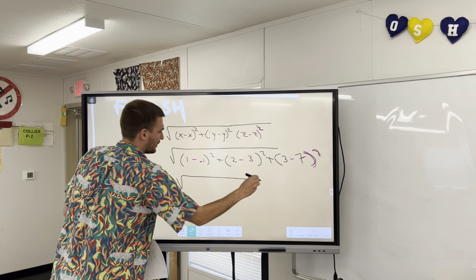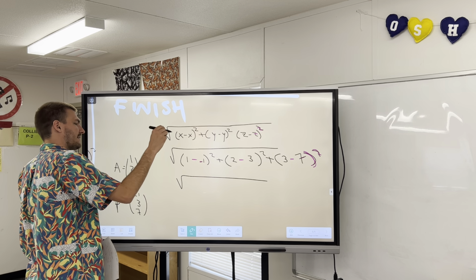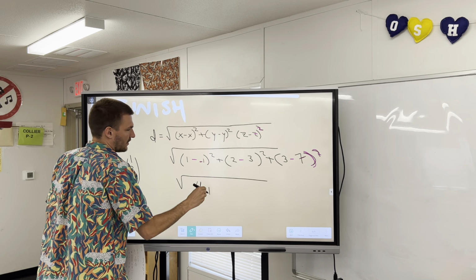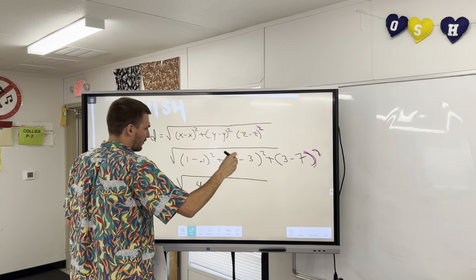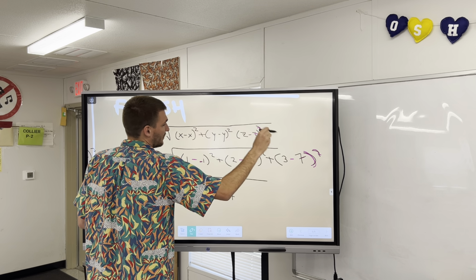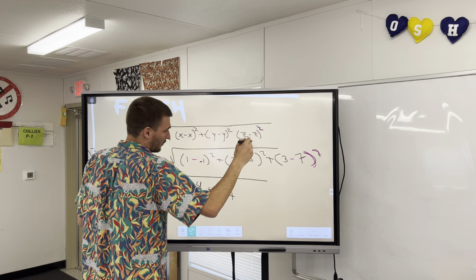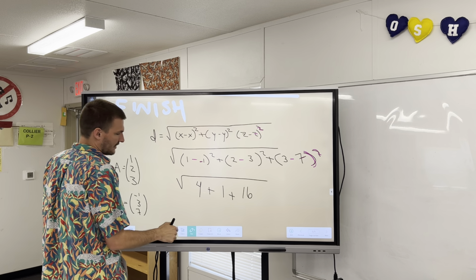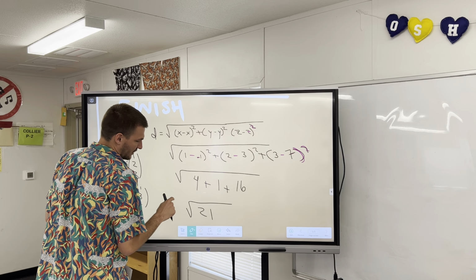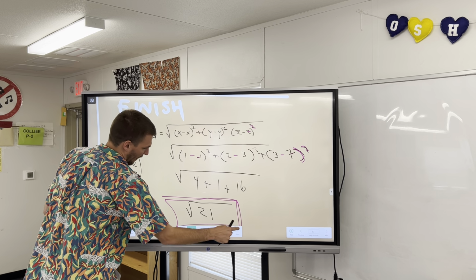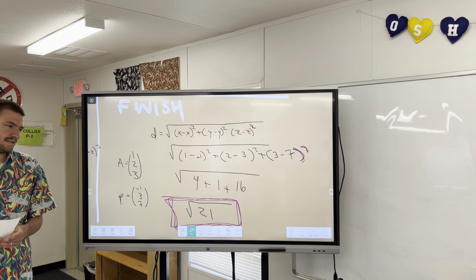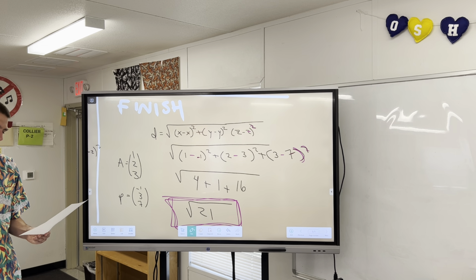That's the square root of 1 minus negative 1 is 2. 2 squared is 4. 2 minus 3, negative 1. Negative 1 squared, 1. 3 minus 7, negative 4. 4 squared, 16. And that means our final answer is the square root of 21. And that is the end of this question. We have found the distance between the point and the line.